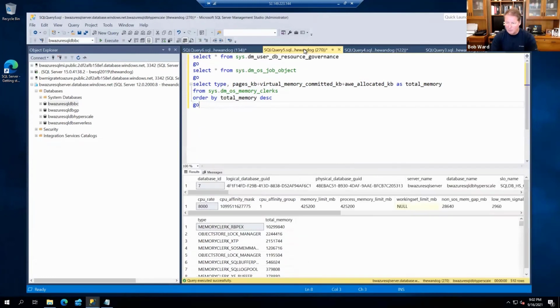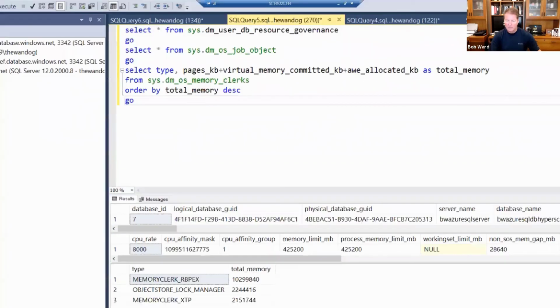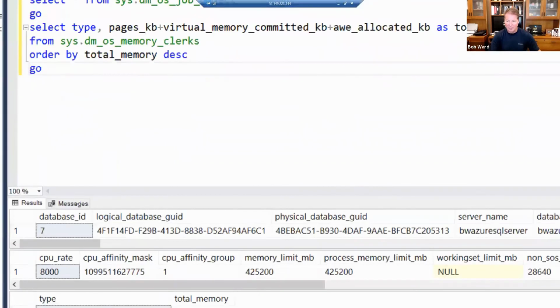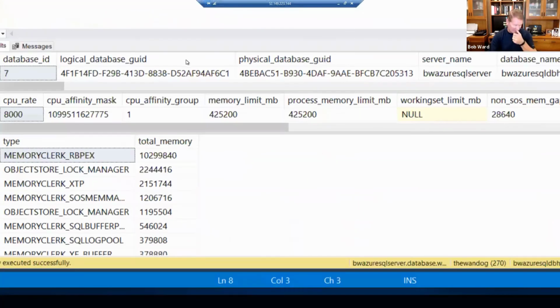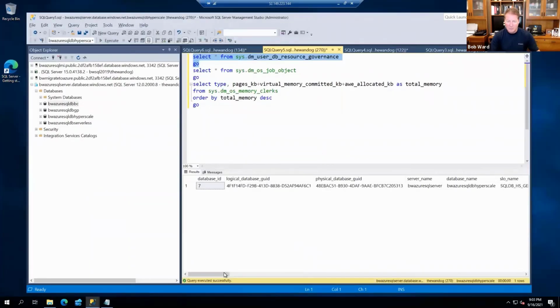Now, what about this one? Let's go to hyperscale. This is my hyperscale database I'm connected to. I'm going to run some of the same queries here and let's see what I got. In this particular case for hyperscale, I've got 80 cores, so I expect a lot more memory here. If I go over here to max DB limit, you can see, yeah, I got a lot more memory.